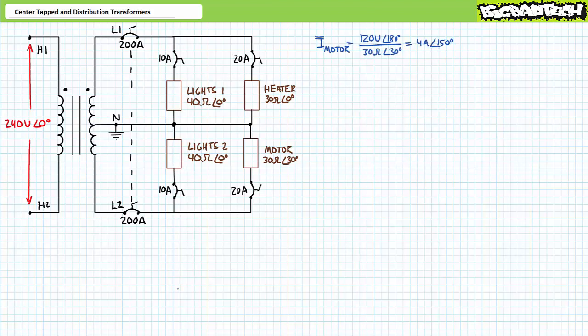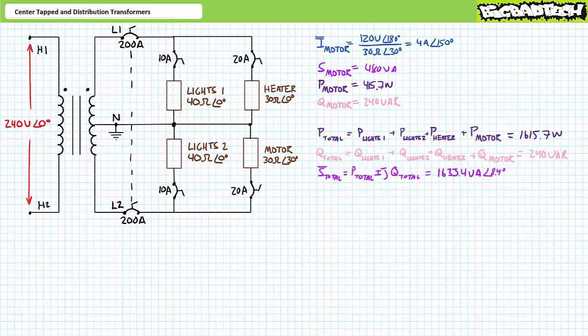An application of Ohm's law solving for current demonstrates the motor draws 4 amps at an angle of 180 minus 30, or 150 degrees. An application of the AC power formula demonstrates the motor consumes 480 volt amperes of apparent power, of which 415.7 watts is directed towards real power and 240 VARs is directed towards a reactive interchange.